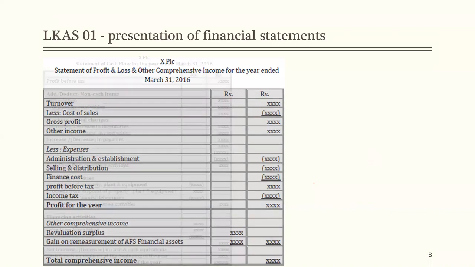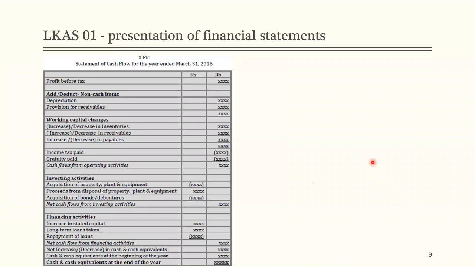Okay, then a statement of cash flows. This is discussed in LKAS 7, right. You know these things by looking at this: you can say the method used for its preparation. There are two methods, direct and indirect. Which method has this been prepared with? We have directly taken the profit before tax figure, then we have done certain adjustments for depreciation and non-cash items, and we have adjusted for working capital changes. So this is the indirect method, right. These are discussed under LKAS 7, right.